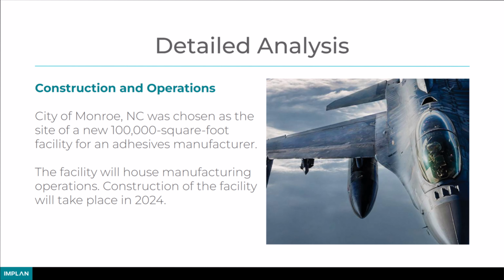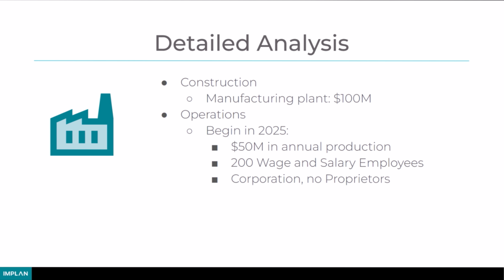The city of Monroe, North Carolina was chosen as the site of a new 100,000 square foot facility for an adhesives manufacturer. The facility will house manufacturing operations. Construction of the facility will take place in 2024. We don't have much information about the construction of the plant itself, but we know that the cost to construct the facility will run $100 million adjusted for inflation.